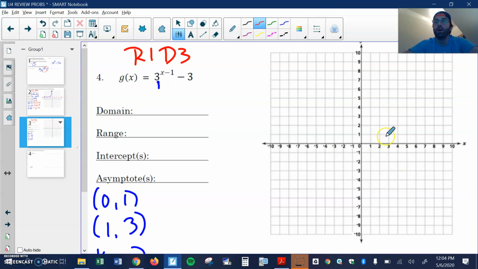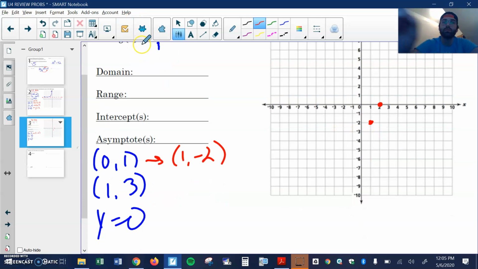So I start at 0, 1. Okay, 0, 1. I go right 1, down 1, 2, 3. So I'm at 1, negative 2. So this became 1, negative 2. All right. I start at 1, 3. Go right 1 and down 1, 2, 3. Oh, sorry. 1, 2, 3. So 2, 0.